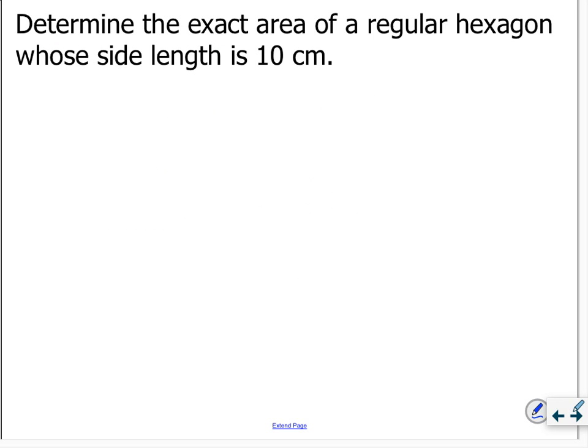So one last one. Determine the exact area of a regular hexagon whose side length is 10 centimeters. So let's see. Let's draw ourselves a regular hexagon. Maybe it looks something like that. That's pretty good. So let's see. Side length is 10. We're looking for the area.